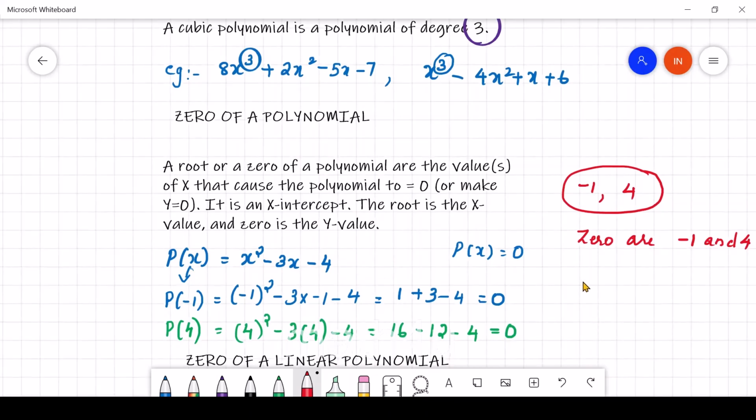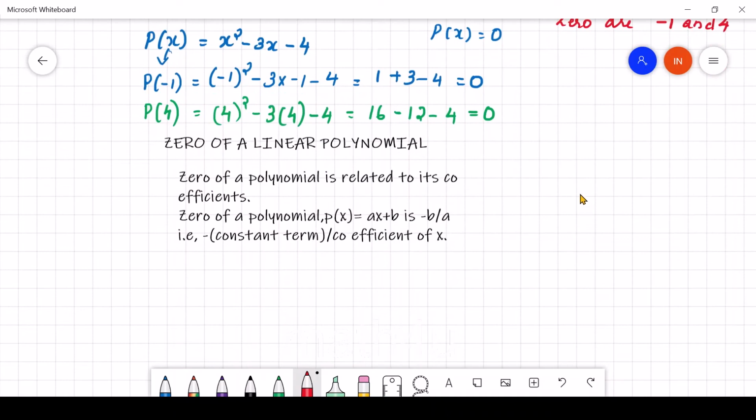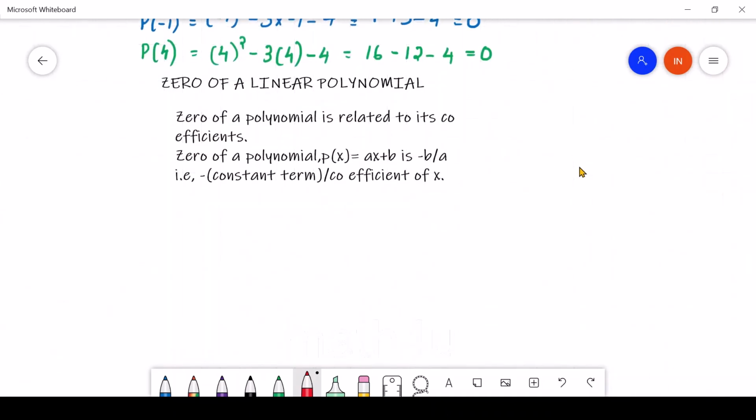Is that clear? Yes. So the next is the zero of a linear polynomial. So you know what a linear polynomial is? First of all, the degree should be 1, right? So I'm going to write an example with degree 1. Let p of x be equal to 2x plus 3. This has degree 1, so we can say that this is a linear polynomial.